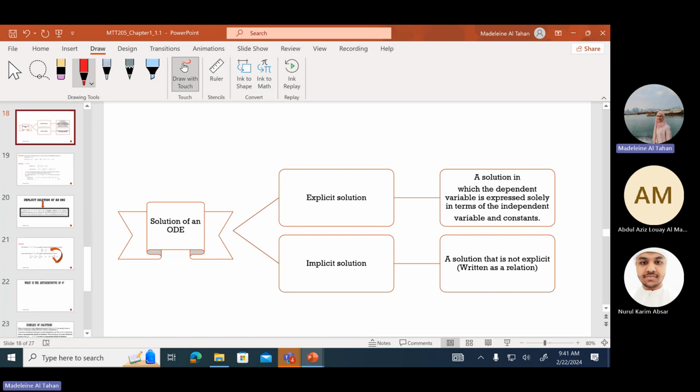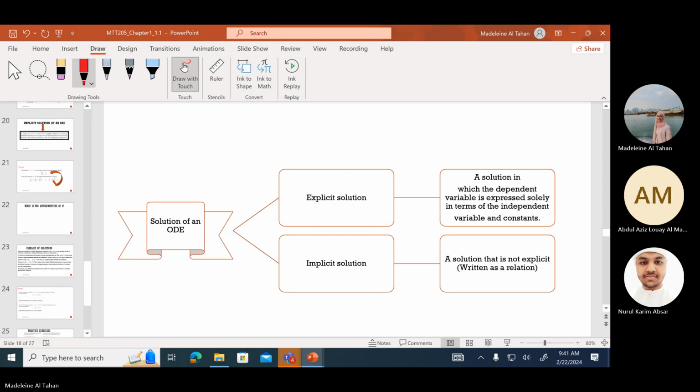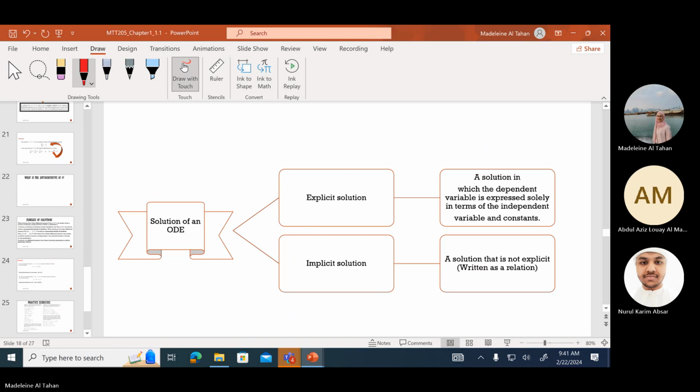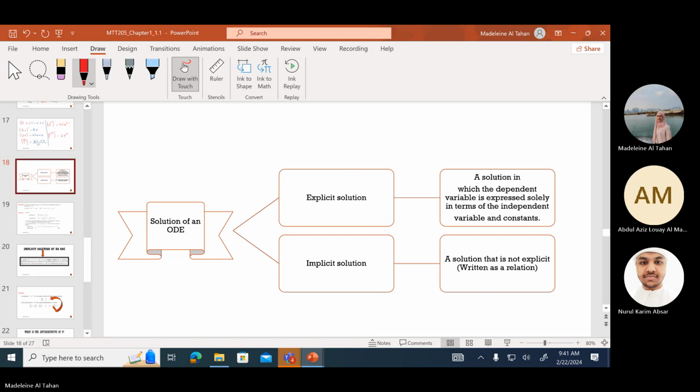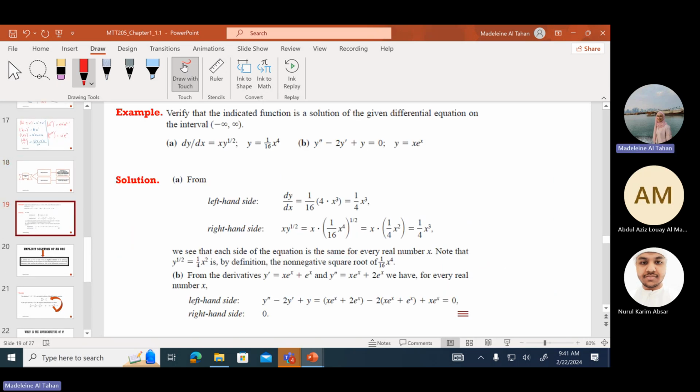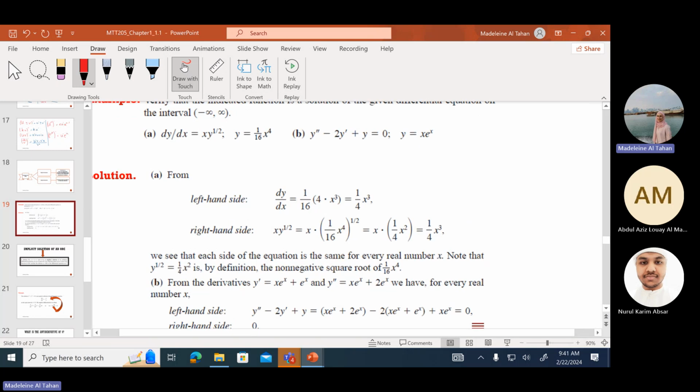So do we know what's the difference between implicit and explicit? It's not the first time that we hear about implicit. My students in calculus 3, we talked a lot about it. And in calculus 2, I think there's implicit differentiation, or in calculus 1, right? When the function is given as a relation, we use implicit differentiation.